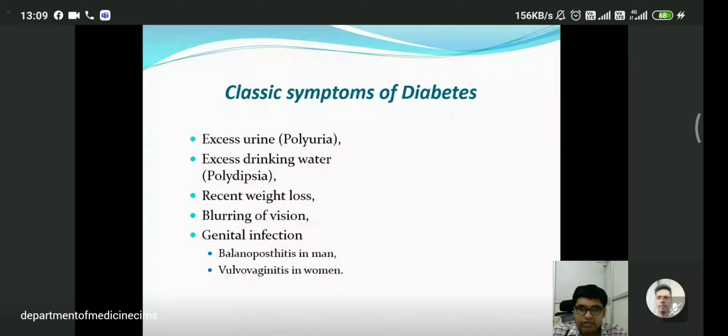Patient will drink excessive water. So there can be polyphagia also. Then this patient presents with recent weight loss. When the symptoms start, there will be some weight loss present. There will be blurring of vision, and these diabetes patients are prone to infection.